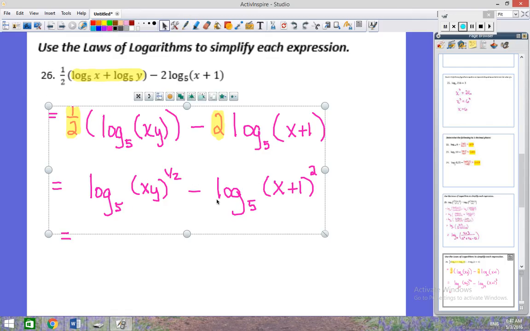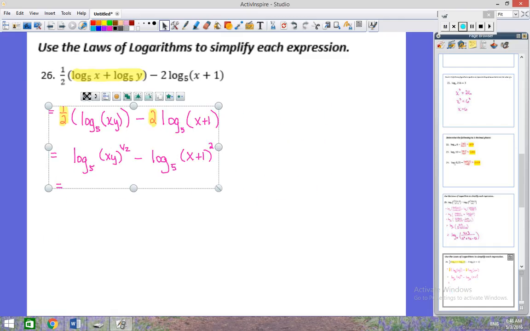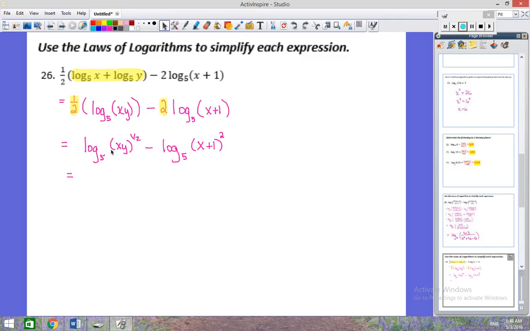Alright, so now we have 1s in front of the logarithms, and we have a property that's the quotient rule that basically says the log of the numerator minus the log of the denominator, because these two have the same base, becomes a single log. So I'll create a fraction, my numerator x times y raised to the 1/2 power, my denominator x plus 1 quantity squared. And I'm taking the log of that entire fraction.